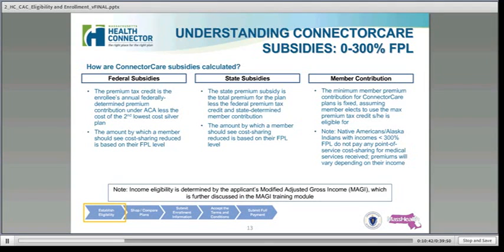So I'd like to move your attention to slide 13. I think someone had asked the question, if not today, in another presentation, how are Connector Care plans put together? How are these subsidies calculated? A really easy way to think about this is that there are three parts to the Connector Care plans. There are the federal subsidies, there are the state subsidies, and then there's the member contribution, the amount that the member is going to need to pay towards their premium. The method in which the premium tax credit is determined is explained here, as well as the state subsidy.